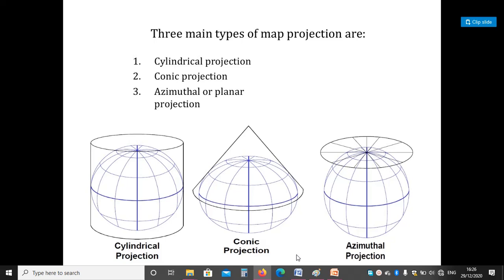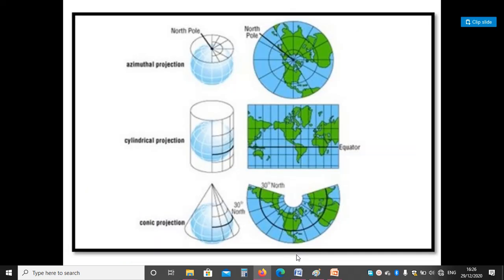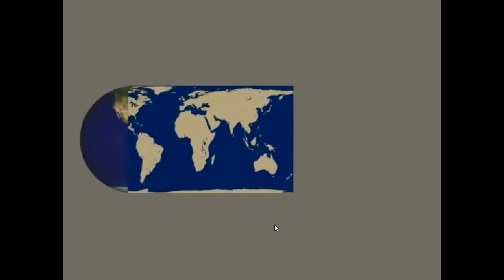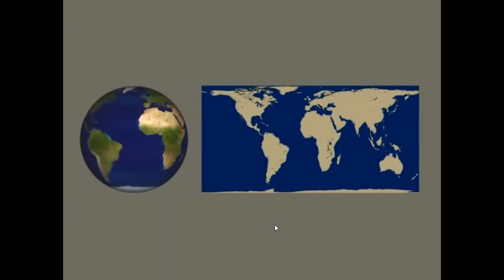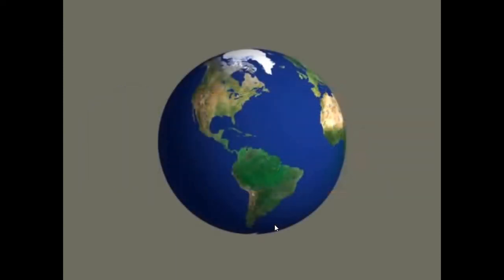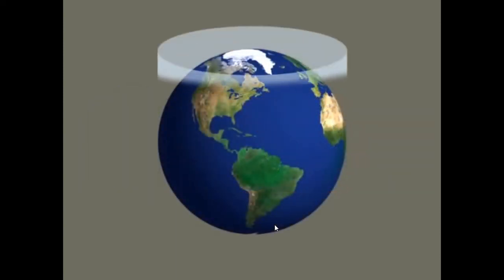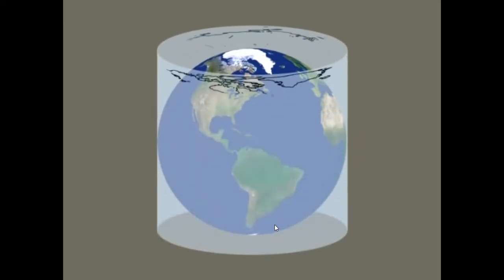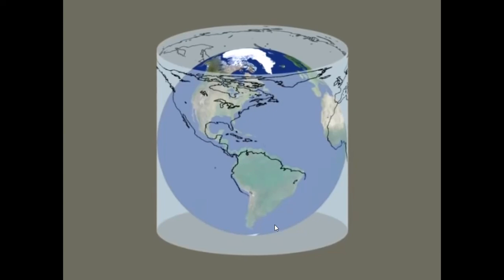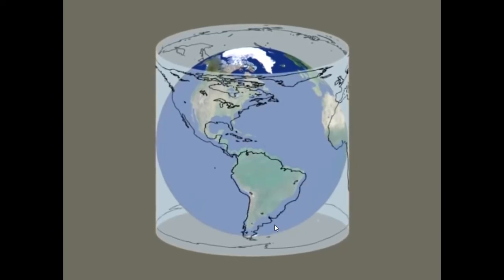What is cylindrical projection? The earth surface, 3D, is converted into 2D. This is the simplest map projection. If you observe this, each point on the earth surface corresponds to a point on the cylinder. So this is called cylindrical projection.